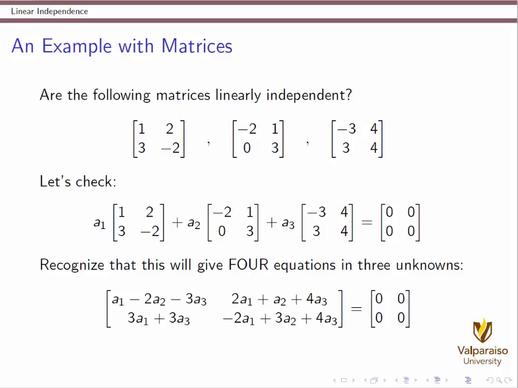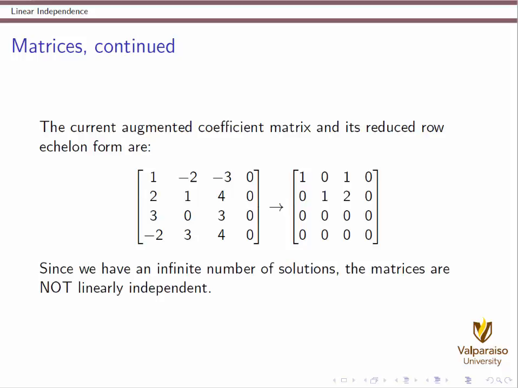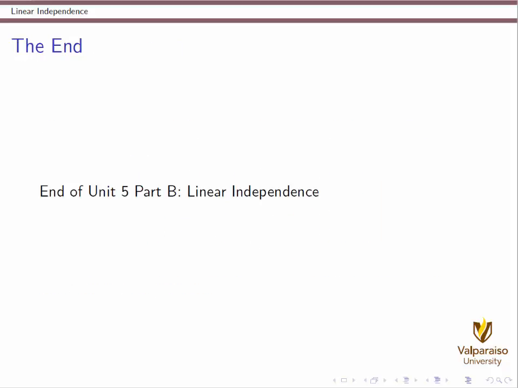So we build the total upper left entry on the left-hand side, for example, that's A1 minus 2A2 minus 3A3. That will have to produce a 0 on the right-hand side, and so on for the rest. So that's 4 equations, 1 per entry, matching the left to the right. The coefficient matrix of that system of equations and its reduction look like this. And this reduction's turned out a little different than the other two. This reduction is telling us that we actually have an infinite number of solutions. Therefore, the matrices are not linearly independent.